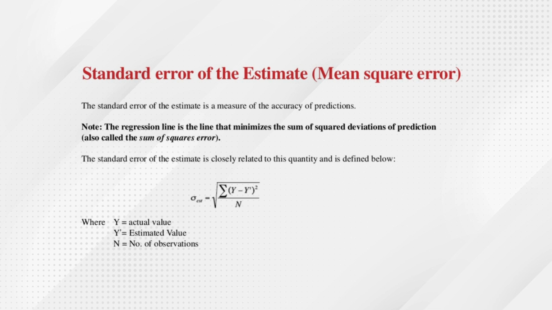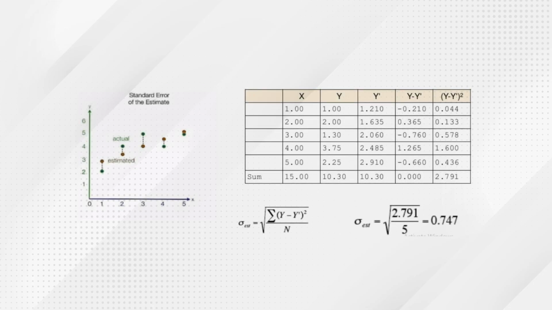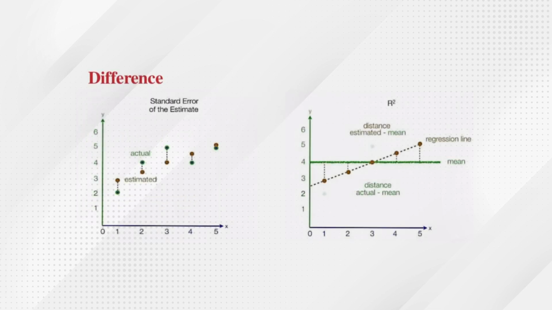Here y is the actual value, y hat is the estimated value, and n is the number of observations. So when you are having a standard error of the estimate, this is the estimate, this is the actual, and you see how the standard error is going to be calculated. There is a standard error of 0.47 which we have calculated this way. So we have y, then we have y hat, then we have taken the square of that, and finally we have calculated it. So the distance estimated minus mean is this, the regression line is this, the mean is this, and the distance is actual minus mean.